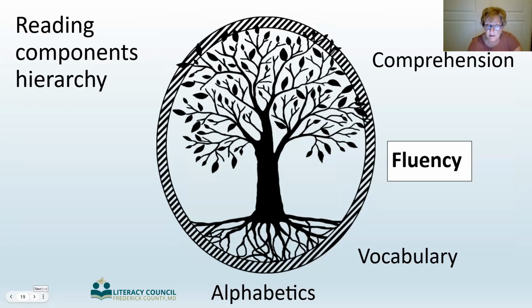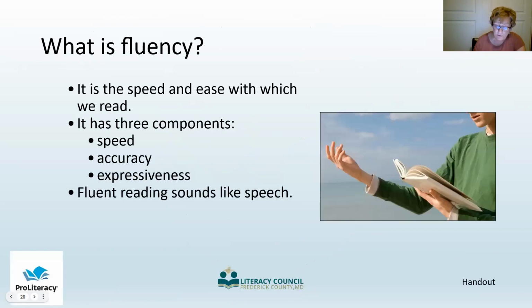Fluent reading feels and sounds like conversation, and it helps us make connections between our oral vocabulary and written text. Fluent reading is supported by good alphabetic skills and a broad and deep vocabulary. When we read fluently, we can concentrate on understanding what we're reading rather than on the smaller pieces of the language. In the pre-workshop, you learned that fluency has 3 components: speed, accuracy, and expressiveness. When reading aloud, fluent readers read in phrases and add expression and intonation. Stress, rhythm, and intonation are all parts of expressiveness. When someone reads aloud fluently, it sounds very much like ordinary speech.